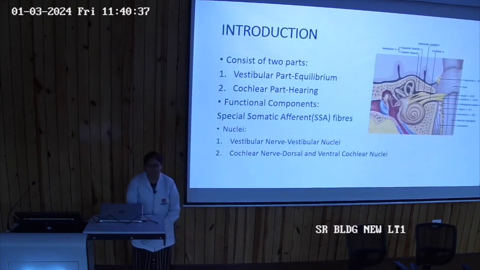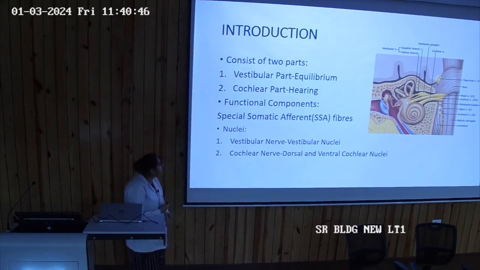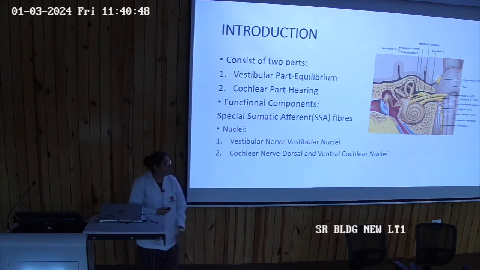Vestibulocochlear nerve is the 8th cranial nerve and it is a purely sensory nerve. It has no motor function. It consists of two parts: the vestibular part, which is mainly responsible for equilibrium, and the cochlear part, which is mainly responsible for hearing.